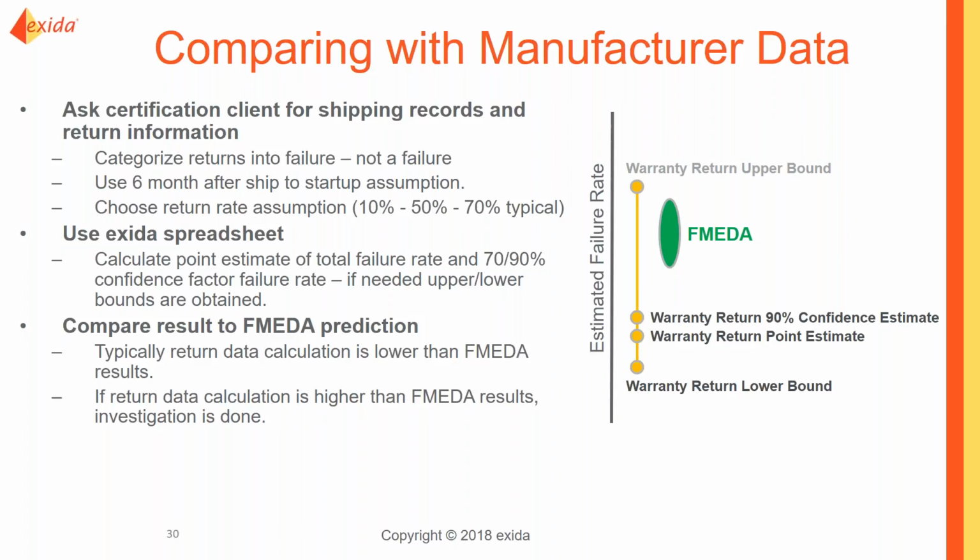So now the next thing we do is use our exida spreadsheet. We calculate and estimate the total failure rate with about a 70 to 90% confidence factor for those failure rates. Then an upper and a lower bound are formed, and that's what you see in the yellow, the top and bottom dot. That is your upper and lower bound with the 90% confidence interval. Then, when you're doing your FMEDA, this is where you compare their warranty information to the FMEDA to make sure that the FMEDA falls within the range of the upper bound and the lower bound.